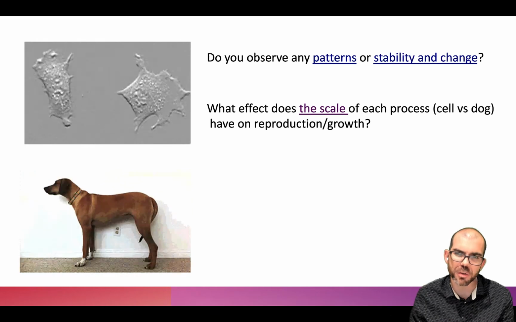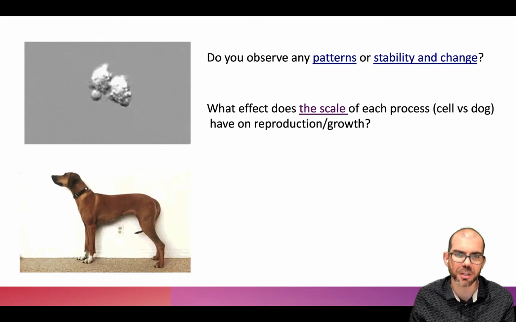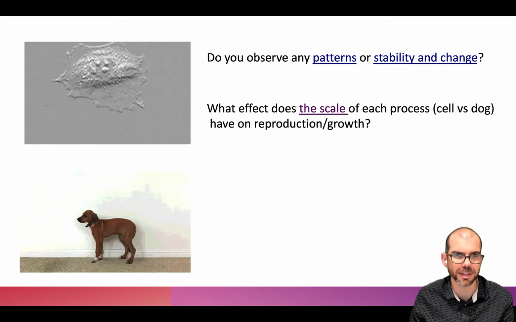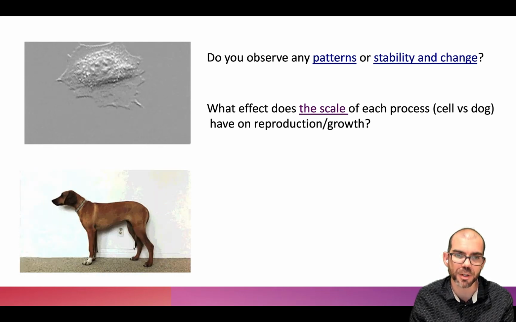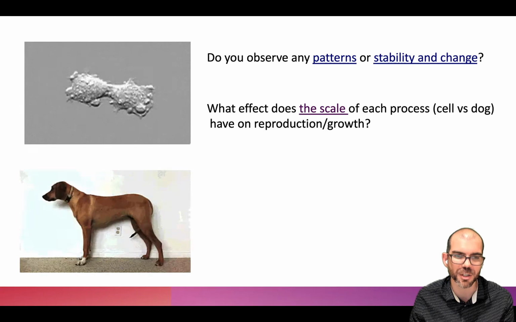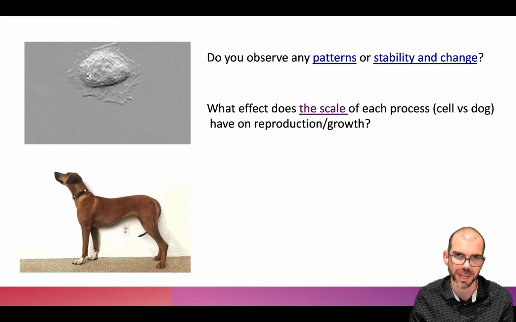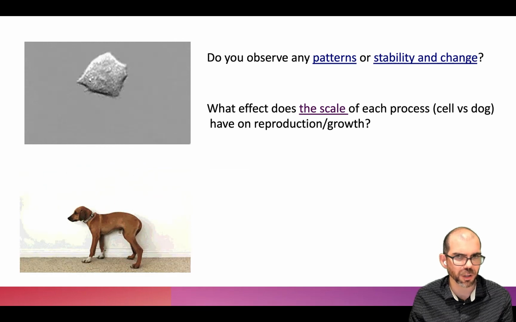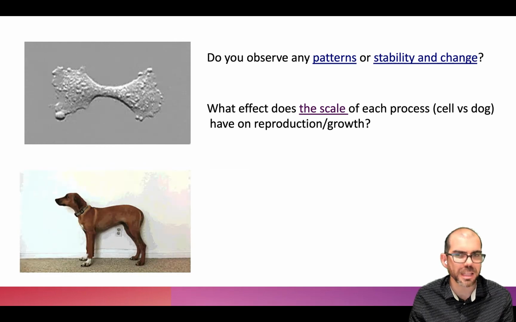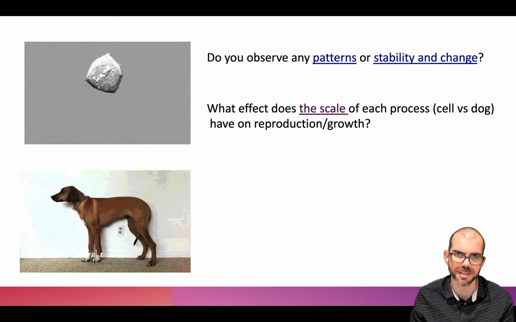What effect do you think the scale has on each of these processes? And here's what I mean by this. On the top, you're dealing with something microscopic with one cell. On the bottom, you're dealing with a macro object. You're dealing with an entire organism. Is this process going to be different on the microscopic scale than the large scale? Things I want you to think about as we go through this lesson.